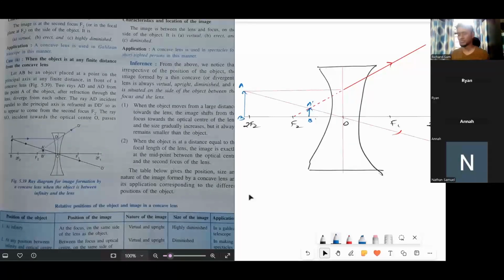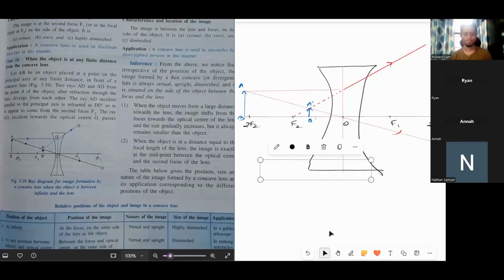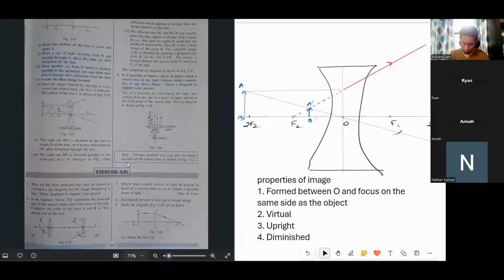Done? Draw and then show me. Okay, and then we'll end. I'm writing the properties here. All right, I hope you're done writing.